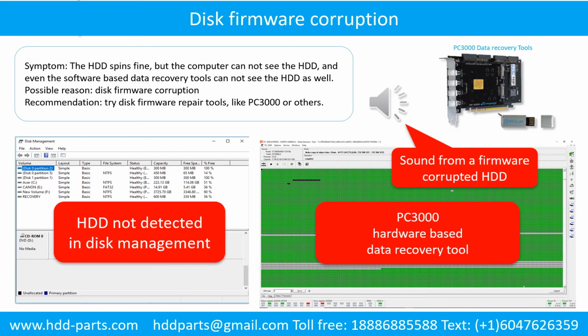The following is the sound from a hard drive which experienced disk firmware corruption. It sounds like a good hard drive, but the computer cannot detect the hard drive.